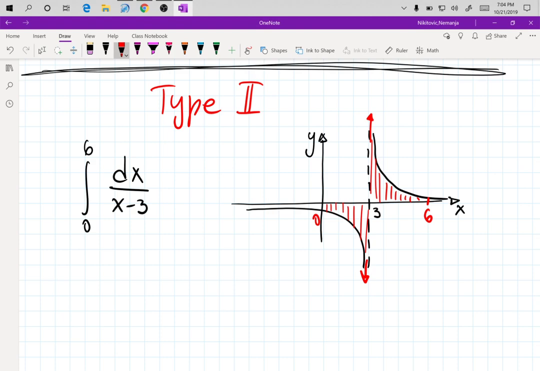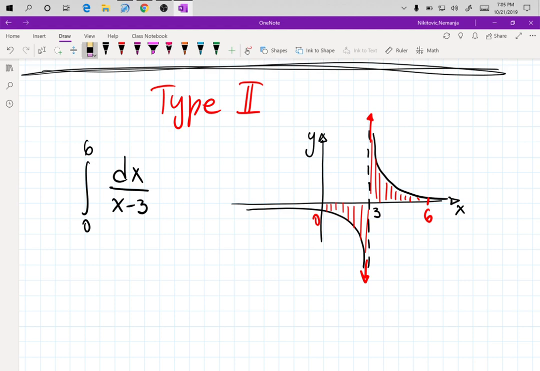Now, this is one of those problems where you also have to break it into 2, because you are approaching 3 from 2 different sides. You see that you have 2 separate leaks. That means that you will have 2 separate limits to deal with them, because it's not the same leak. It's 2 different leaks, right? So because I have 2 separate leaks that I see on the graph, I am going to break this integral into 0 to 3 plus 3 to 6.